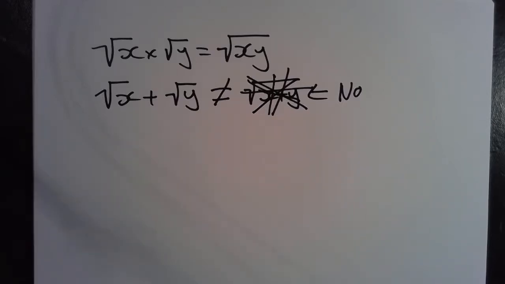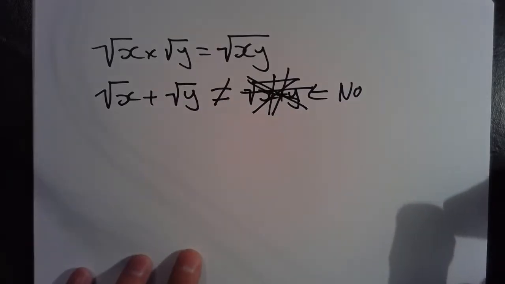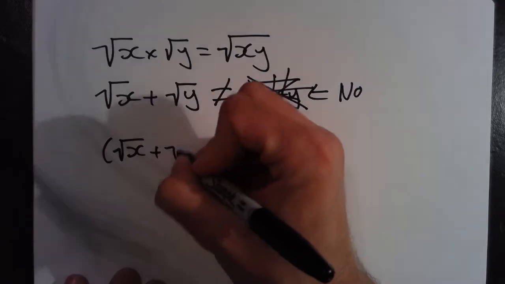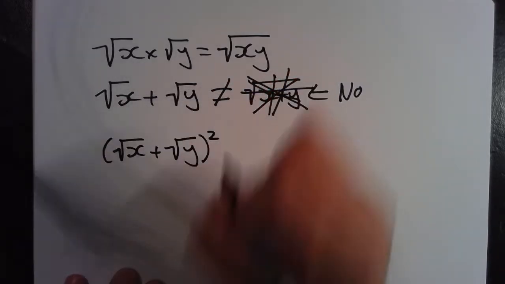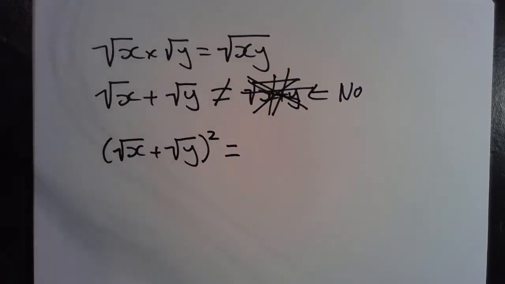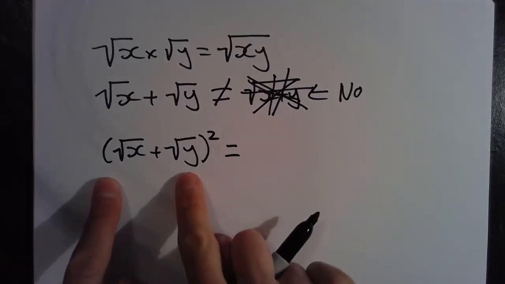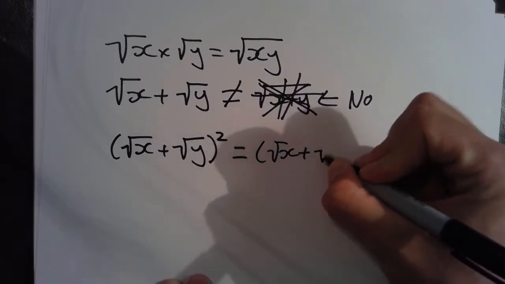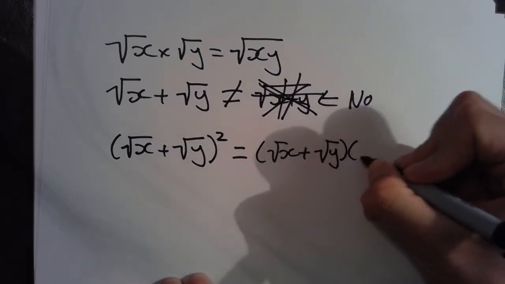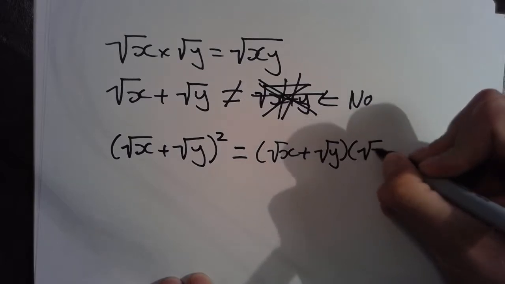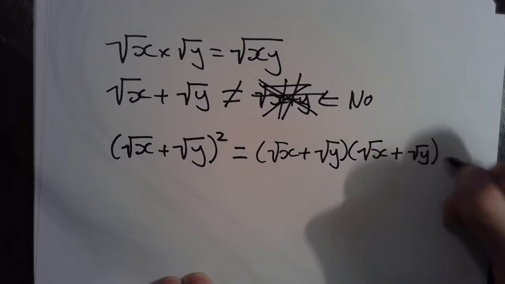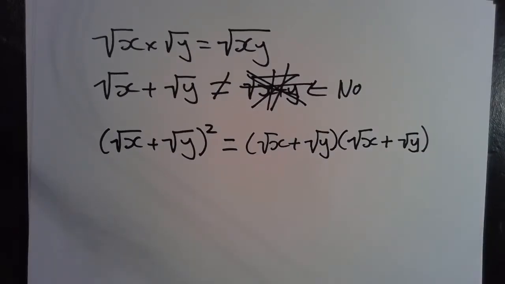Rule number 4, so this is when we've got something and there is an exponent on the end of it. So say we've got the square root of x plus the square root of y, all squared, and this is exactly the same as expanding brackets. So obviously we've got that bracket multiplied by itself, so that is the square root of x plus the square root of y, and then again multiplied by itself, the square root of x plus the square root of y, and then we expand that as we would normally.